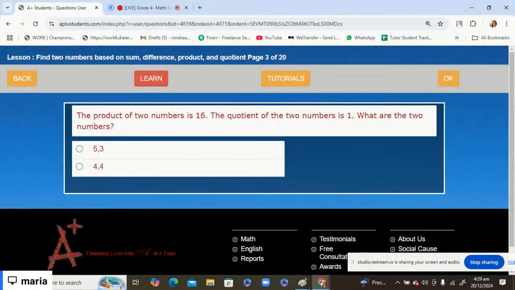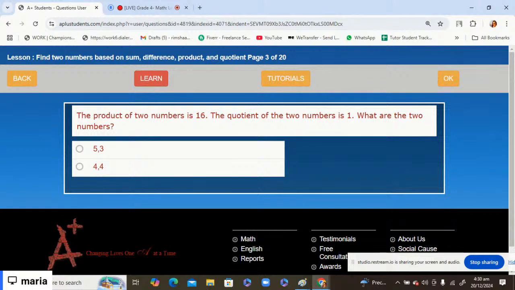Solve this one, everyone. The product of two numbers is 16. The product means multiplication of two numbers. So multiply two numbers is 16, and the quotient of two numbers is 1. When you divide two numbers, you get the answer 1. Okay? Multiplication is 16, division is 1. So what are the two numbers?